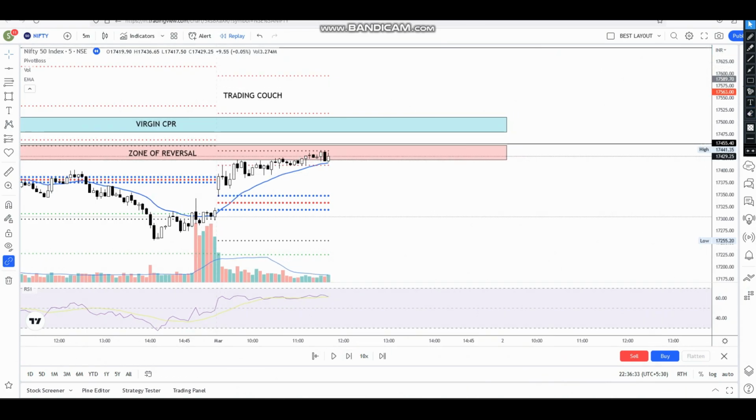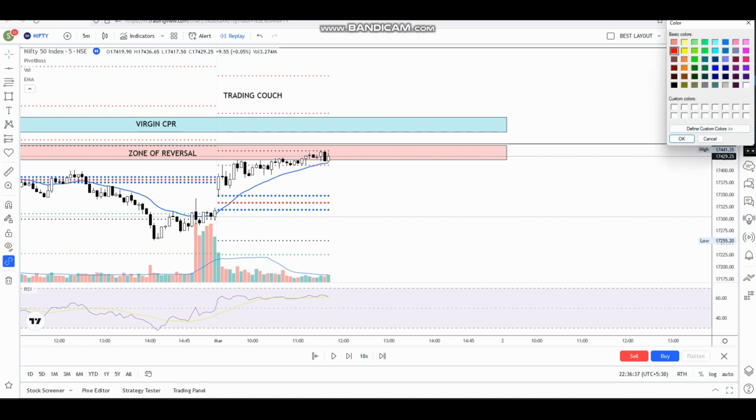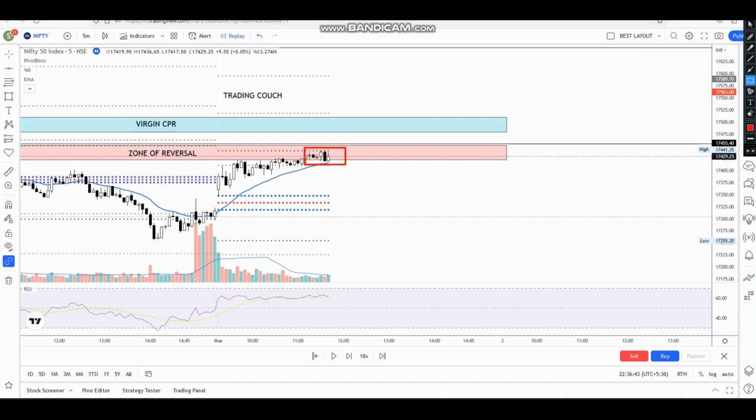We have witnessed here a small rejection near the previous day high. We can see a strong rejection candle, but still there is a dynamic support in the form of 21 EMA. So trading here would be a risky proposition. So hence we have to wait for a proper confirmation and then only enter into the trade.